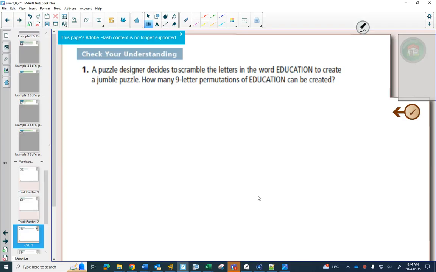A puzzle designer decides to scramble the letters of the word education. You know what's cool about the word education? In English, it has all 5 vowels: the E, the A, the I, the O, and the U, all in one word. So then you can start thinking, are there other words that do this? Yes.